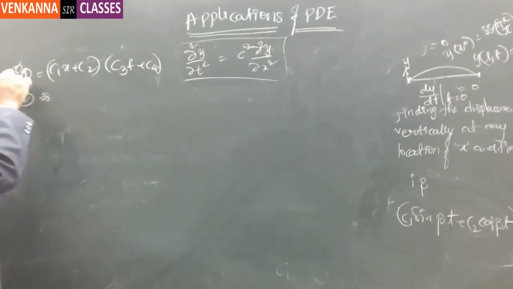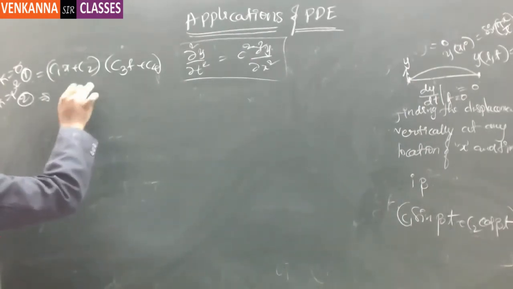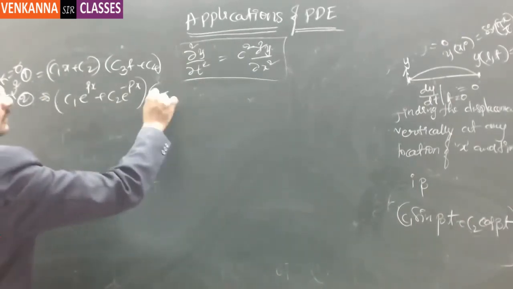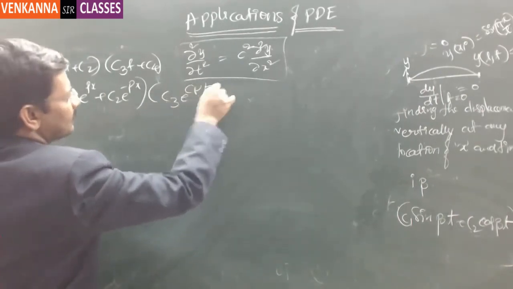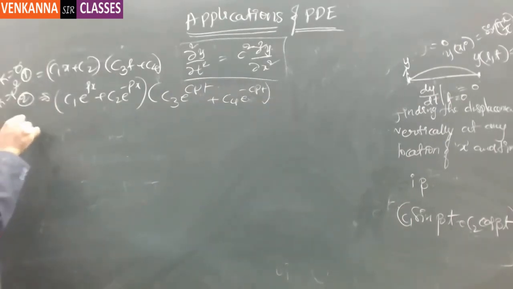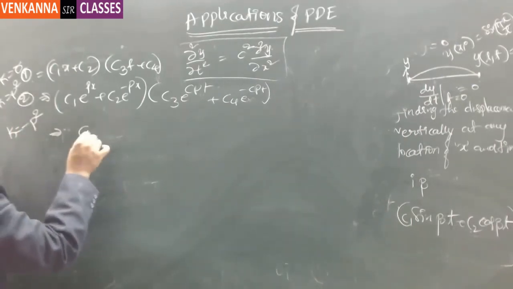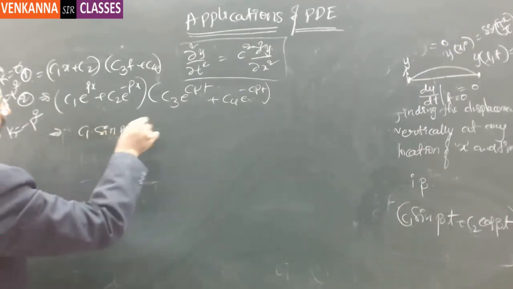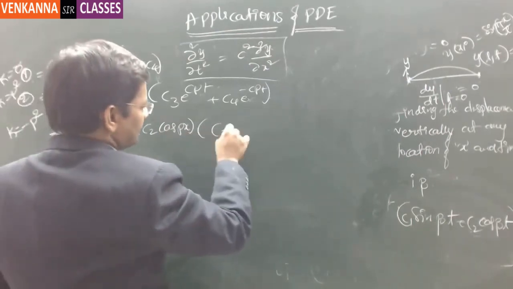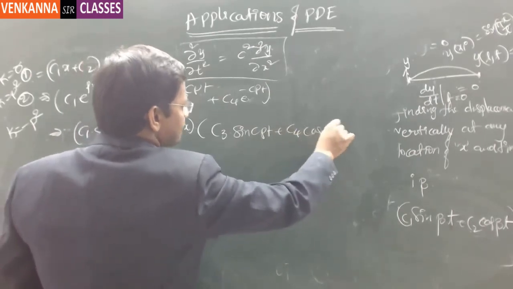And this is k equal to p square. In this case, what we have got is c1 e power px plus c2 e power minus px times c3 e power cpt plus c4 e power minus cpt. And then case 3, k is equal to minus p square, then this is going to be c1 sin px plus c2 cos px getting multiplied by c3 sin cpt plus c4 cos cpt.